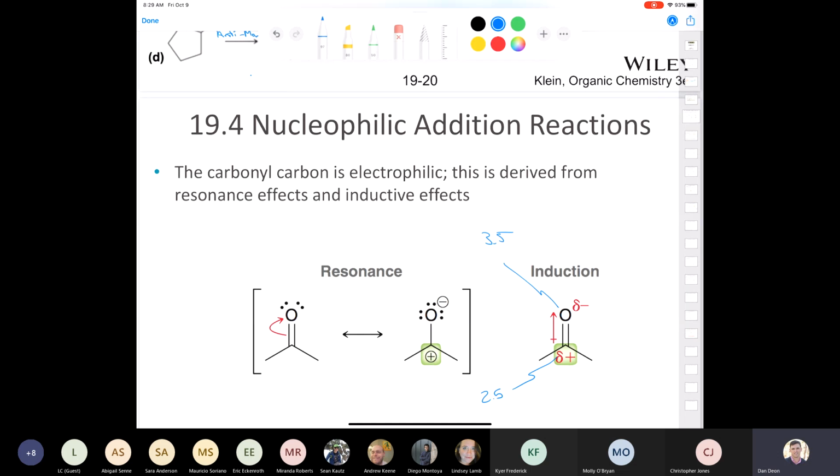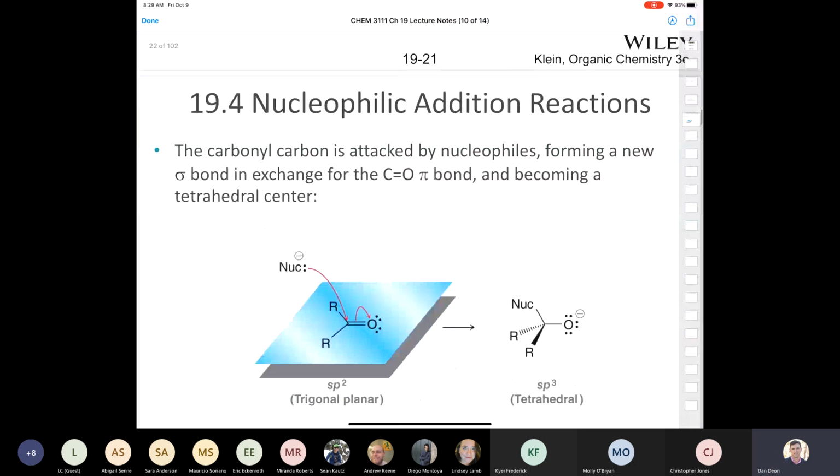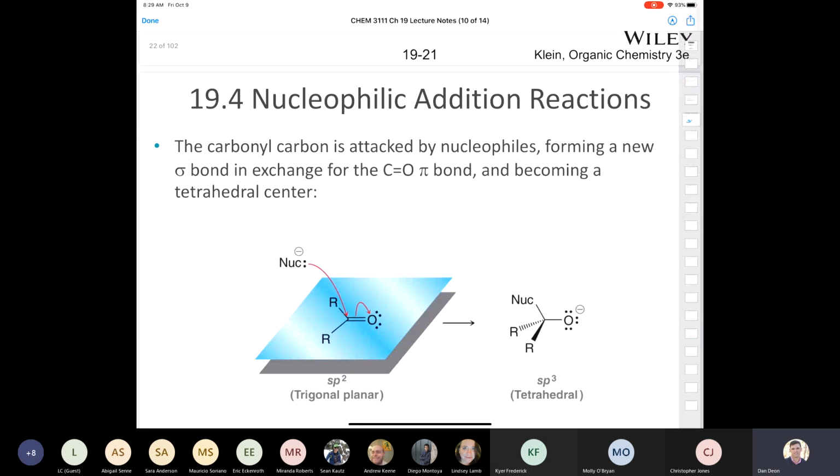So no matter which way you slice it, whether it's with resonance or induction, you can clearly see that carbonyls, whether they're on aldehydes or ketones, are electrophilic. So of course they're going to react with a nucleophile. Now, what about the molecular geometry of an aldehyde or a ketone?